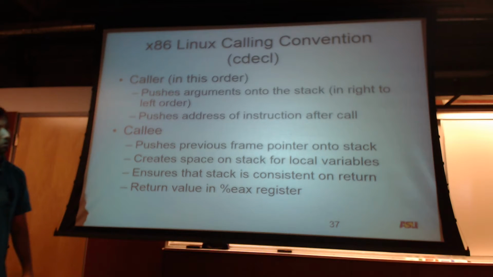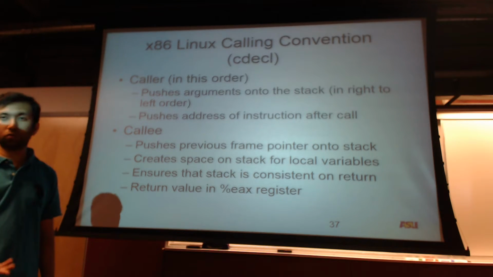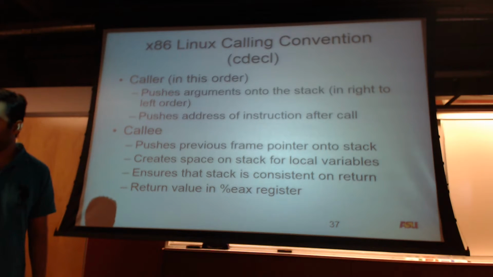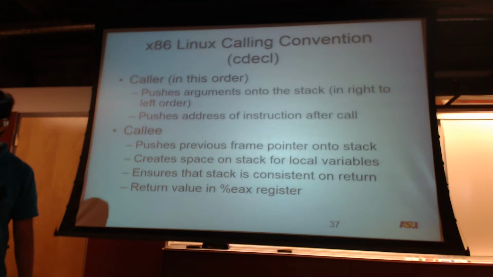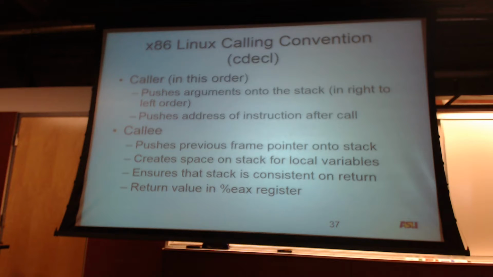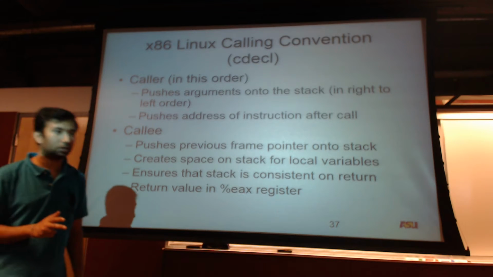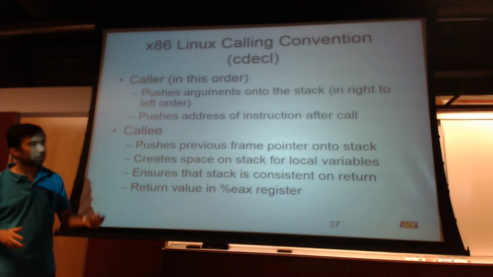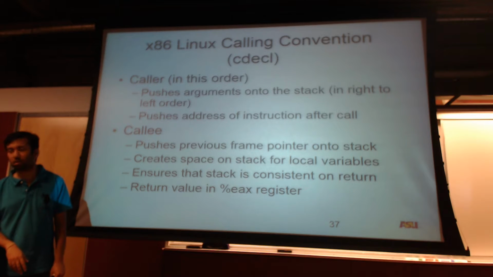So what does the caller do? The caller pushes the arguments of the function that it is calling, in the reverse order, into the stack. And then it also pushes the instruction that has to be executed next after returning from the function. It also pushes that instruction into the stack. So these are the two responsibilities of a caller. Push the arguments, push the next instruction.